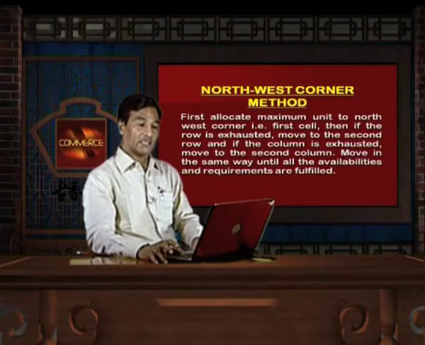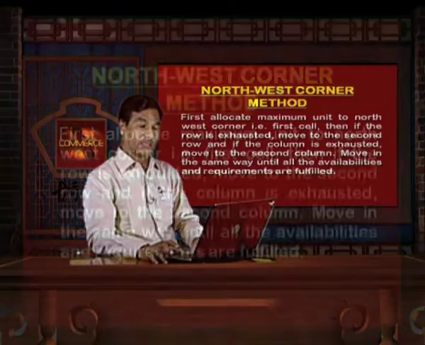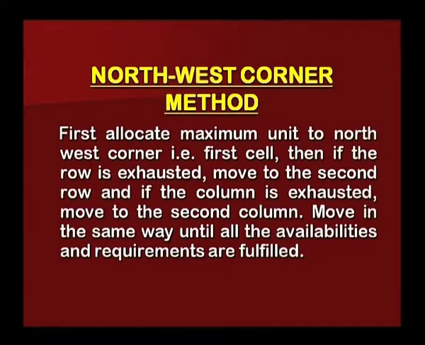In the first method, the northwest corner method, we first allocate the maximum units to the northwest corner, that is the first cell. Then if the row is exhausted, move to the second row, and if the column is exhausted, move to the second column. Move in the same way until all the availabilities and requirements are fulfilled.